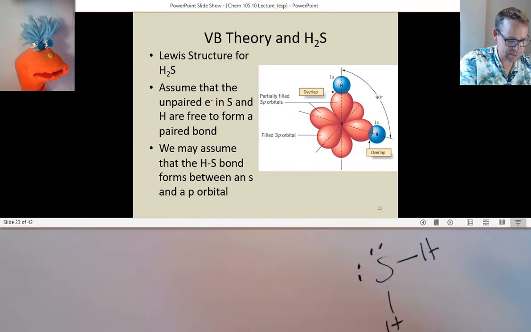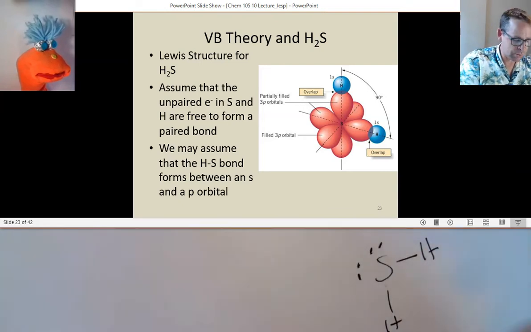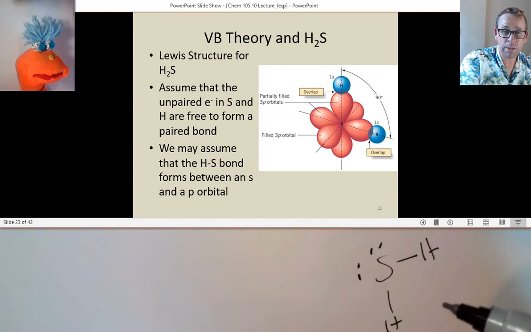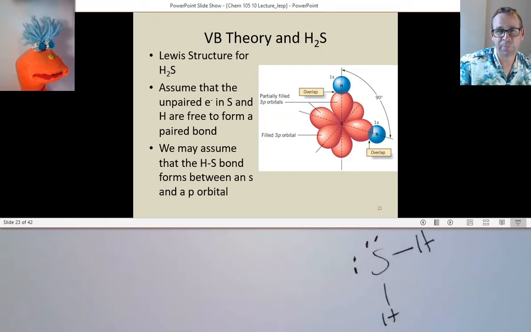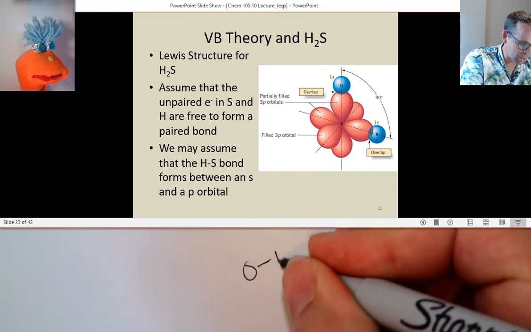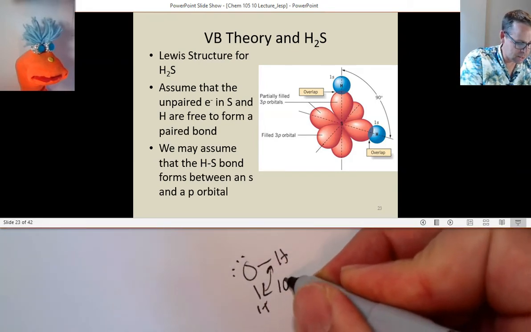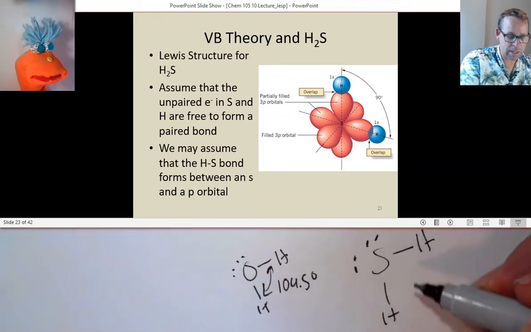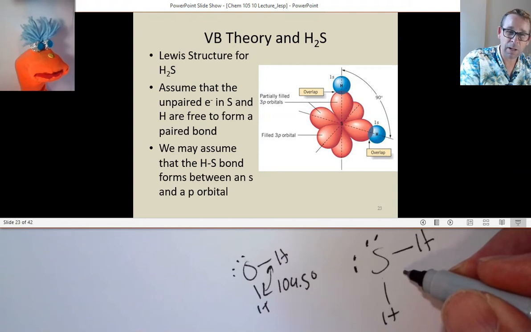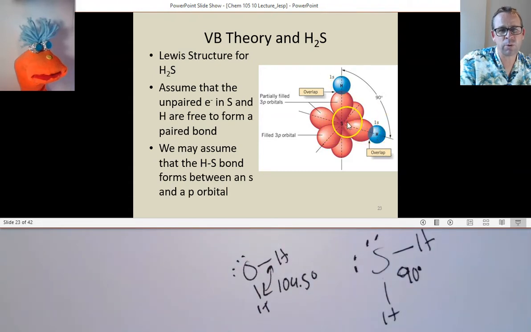Now, when we talked about this compound before, we would say that there are 4 regions of electron density, and those 4 regions would be 109.5 degrees from each other. That is the case for water. This angle here we said was a little less than 109.5, 104.5 actually. But for hydrogen sulfide, this angle becomes very close to 90 degrees. And so valence bond theory fits for this kind of compound.